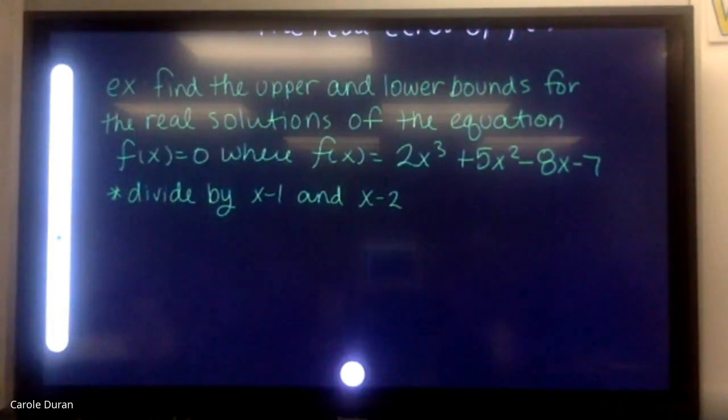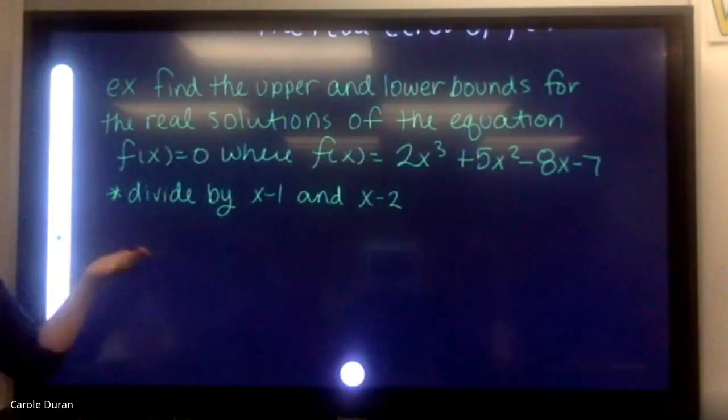So this one says to find the upper and the lower bounds for the real solutions of this polynomial, 2x cubed plus 5x squared minus 8x minus 7. And I've told you where to start.